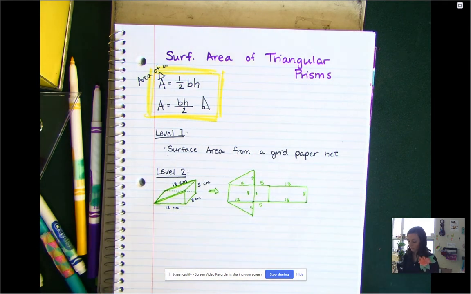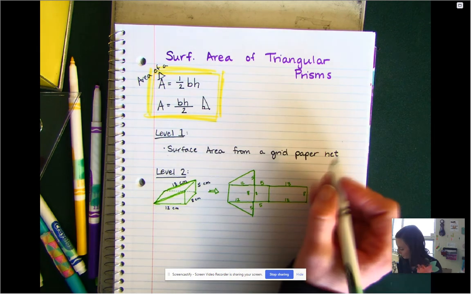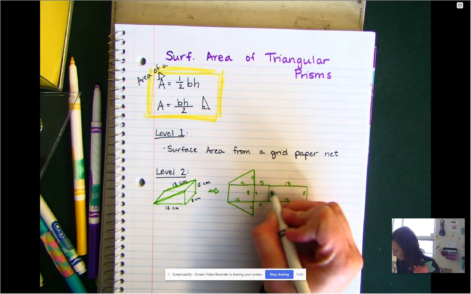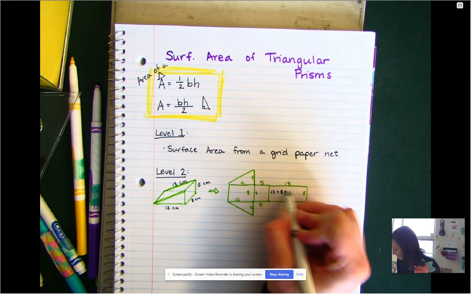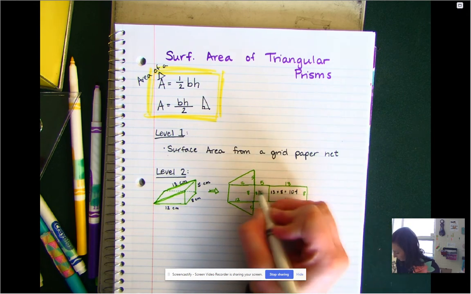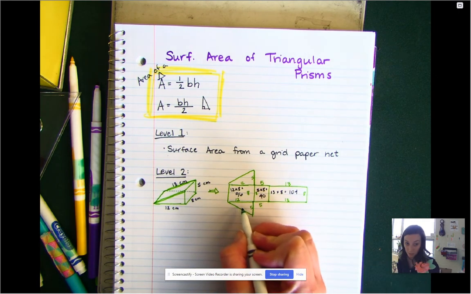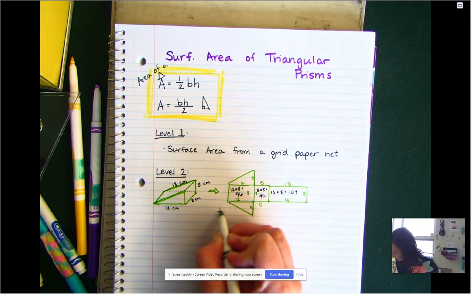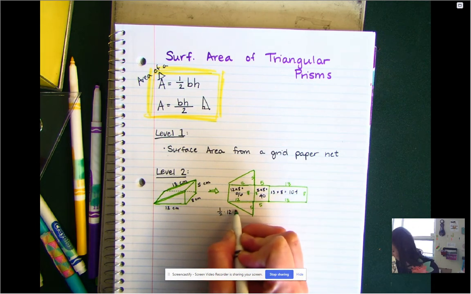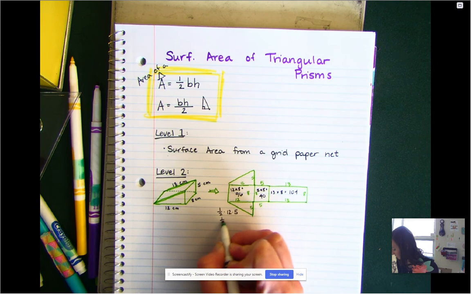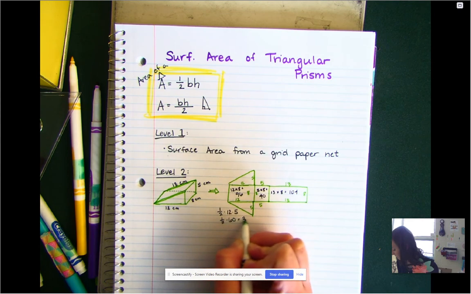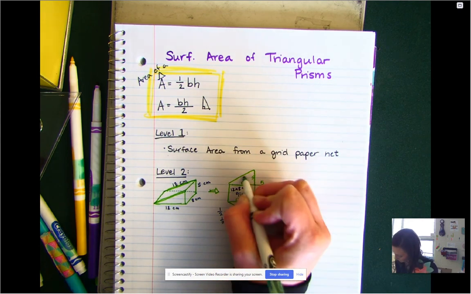All right, surface area bonanza time. So rectangles should be pretty straightforward. 13 times 8 is 104. 5 times 8 is 40. 12 times 8 is 96. Here I've got to remember to do 1/2 of 12 times 5. I know that 12 times 5 is 60. 1/2 times 60 is 30. So I have 30 and 30.